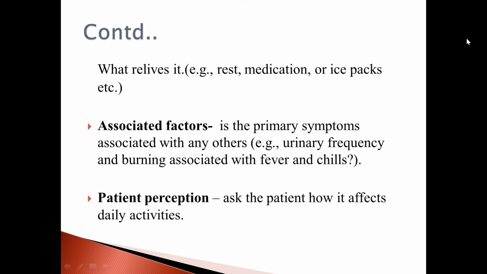Associated factors, which are the primary symptoms associated with any others, for example urinary frequency and burning associated with fever and chills. The patient is having urinary frequency and burning pain, and after that fever and chills also started. Pain perception, ask the patient how it affects the daily activities.